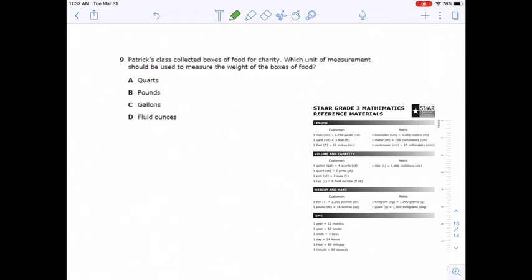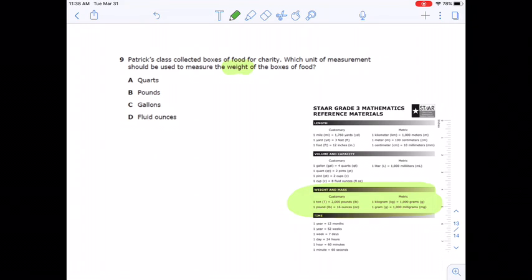Patrick's class collected boxes of food for charity. Which unit of measurement should be used to measure the weight of the boxes of food? What do you think is really important that we should be watching for when we're trying to figure this one out? Weight. We're looking for the weight. So we need something that measures weight, and we're going to look right here in this weight section to see which one of our choices is in the weight section.